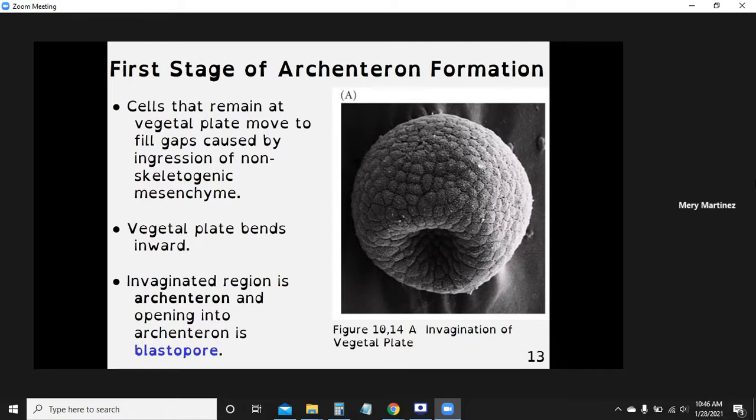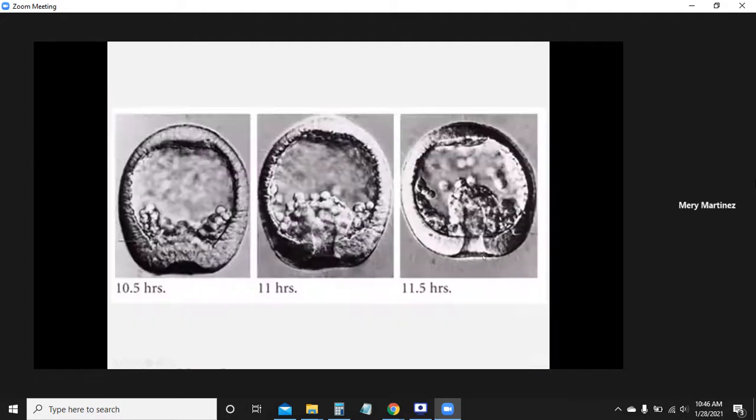And the invaginated region now becomes the Archenteron, which is the primitive gut. And the opening into the Archenteron is what we call the blastopore, okay? So that will become the blastopore. So let's see these figures, how it goes.